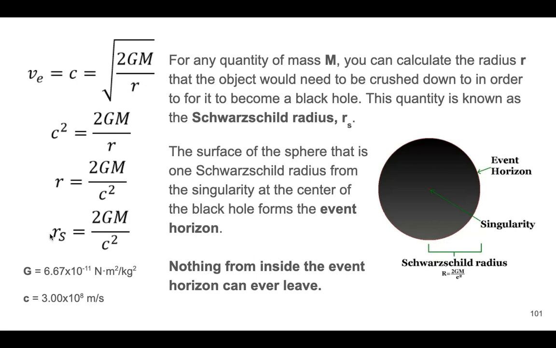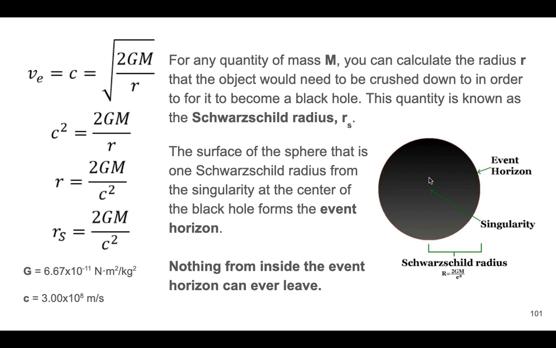I know it looks like Schwarzschild, but it's actually called Schwarzschild. So for any kind of mass at all, you can plug it into this formula, and you get what's called the Schwarzschild radius. So this is the radius to which, if you crushed that mass down to a sphere of that radius, you would have a black hole. So Schwarzschild radius, r sub s, kind of describes the size of the black hole.